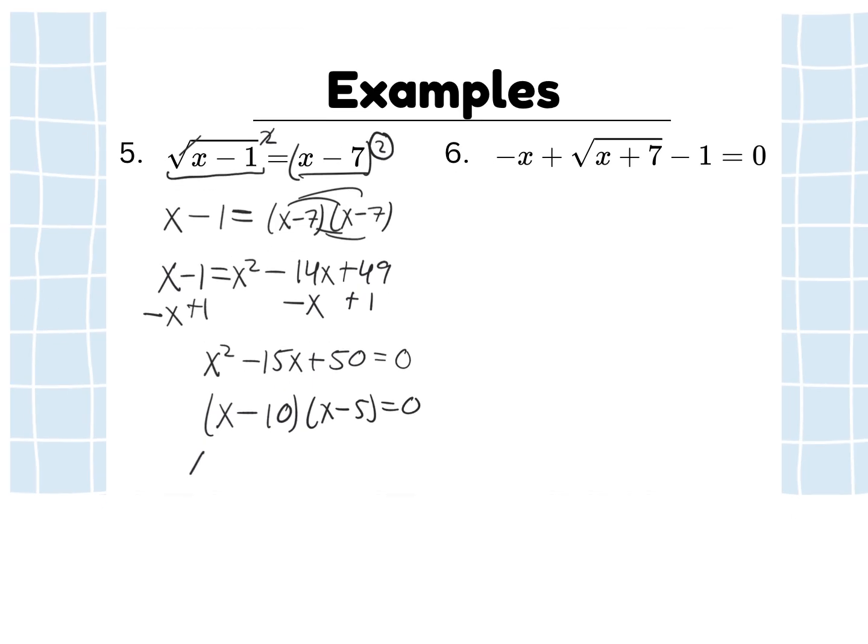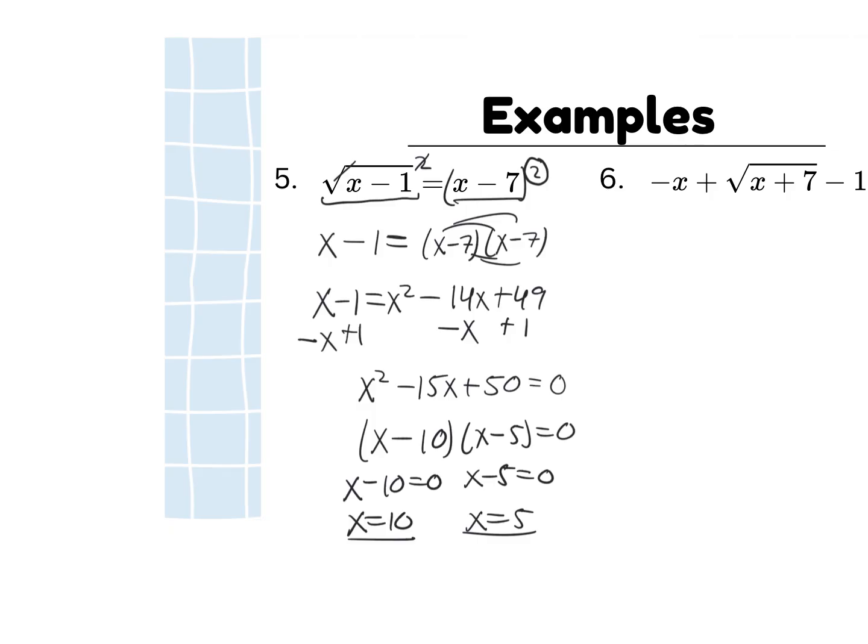All right, and then you just set both of these equal to 0. So x minus 10 equals 0 and x minus 5 equals 0. And so we get x equals 10 as one answer and x equals 5 as another. But then once again, you always want to check. I'll do that to the side here. My check is going to be, I'll start with x equals 10.